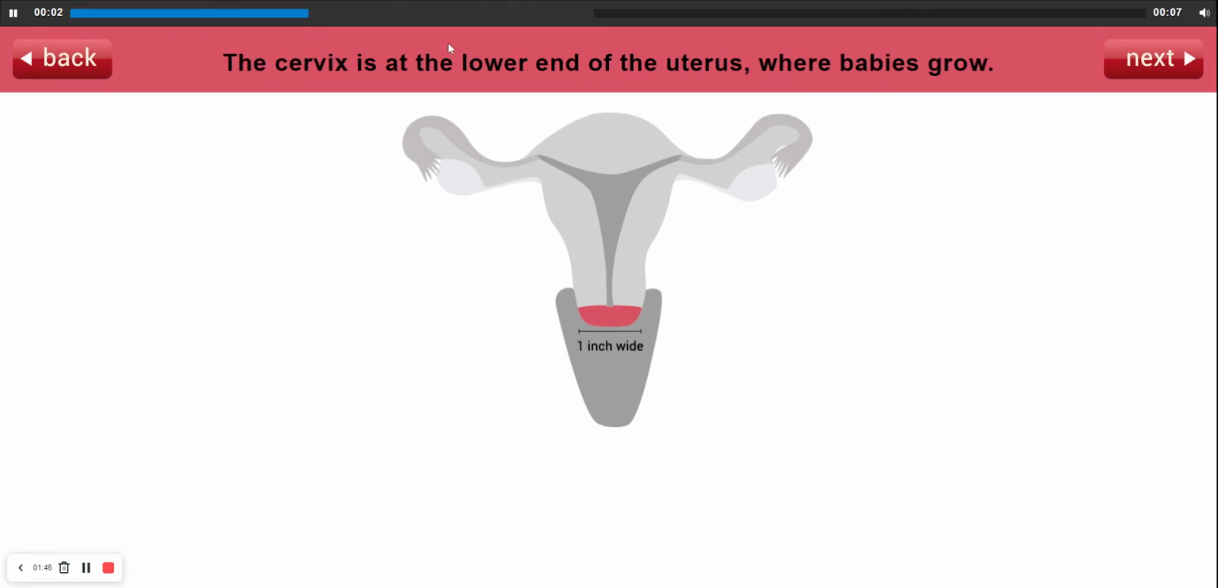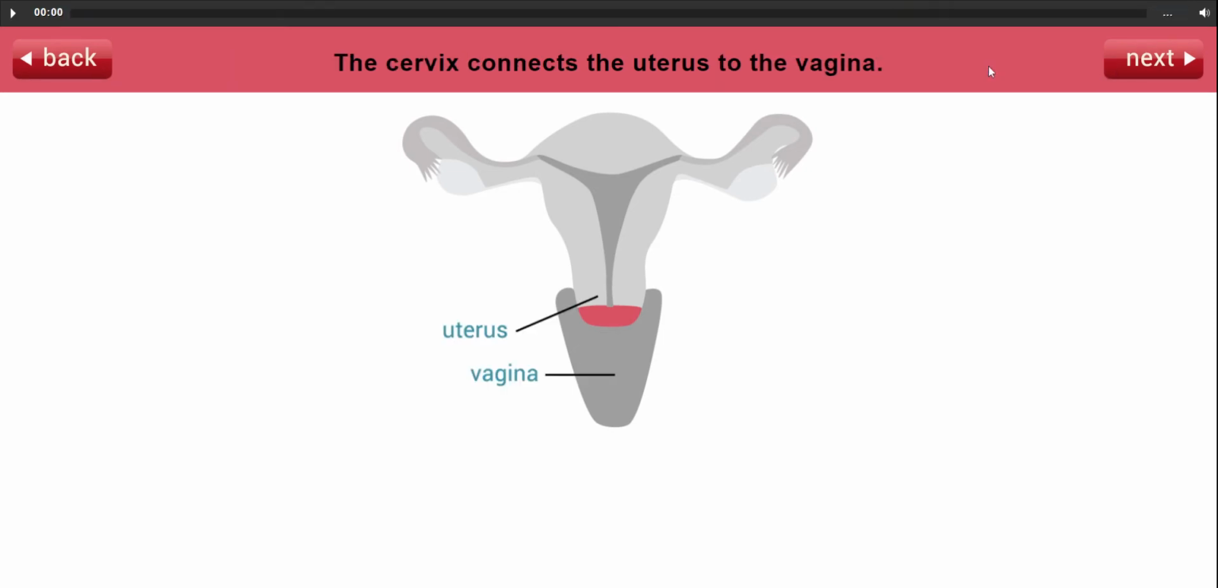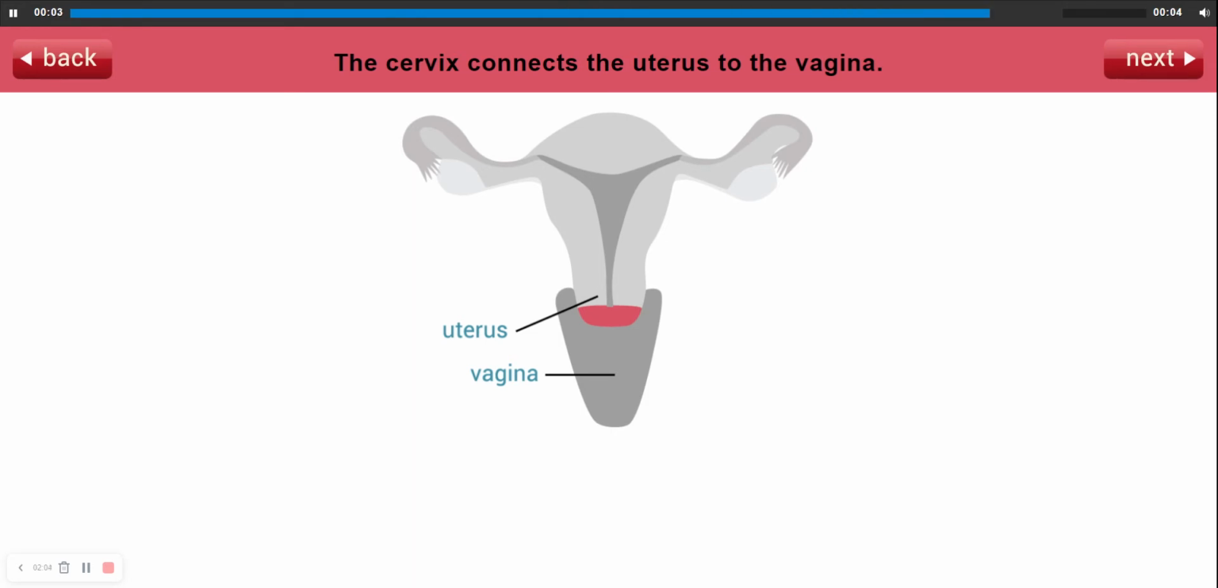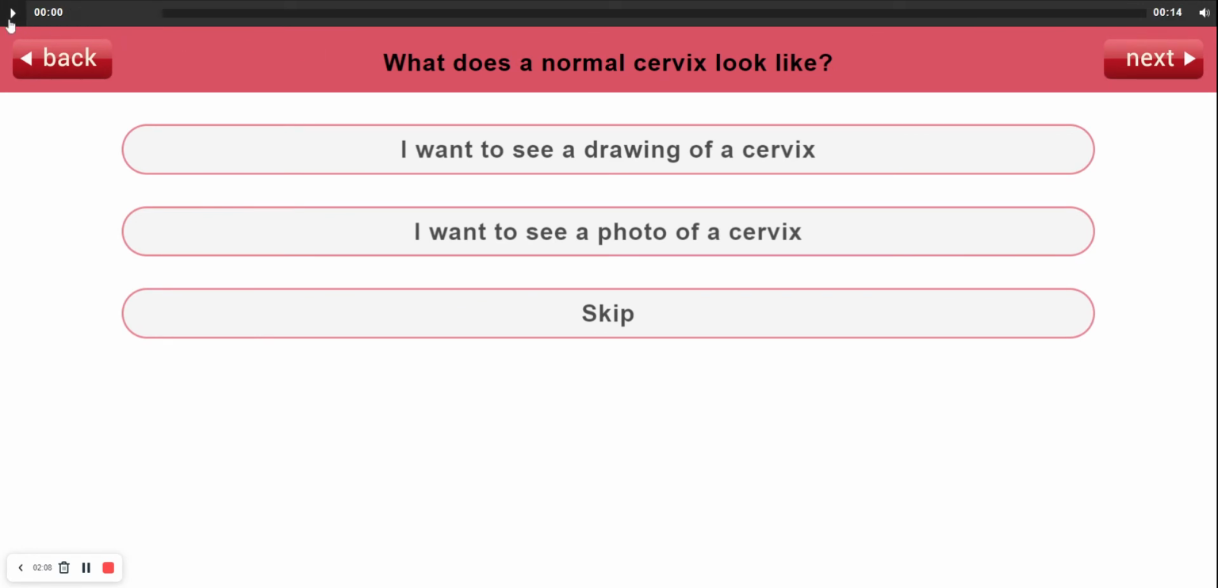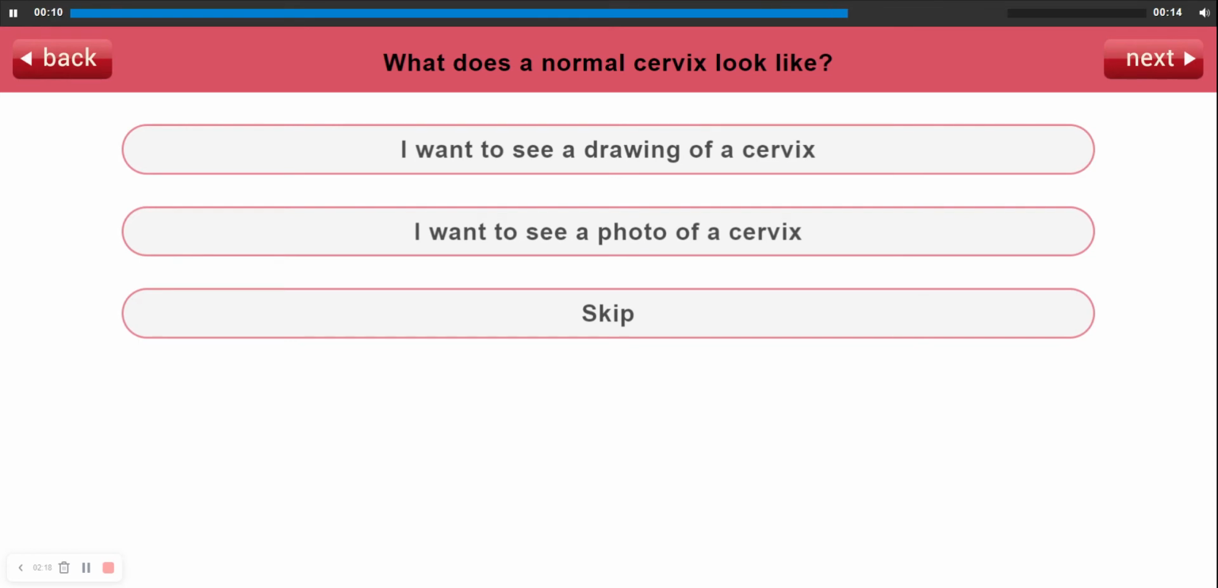The cervix is at the lower end of the uterus where babies grow. It's about 1 inch wide. The cervix connects the uterus to the vagina. What does a normal cervix look like? If you want to see a drawing of a cervix, click on the first tab. If you want to see a photo of a cervix, click on the second tab. Or you can skip.